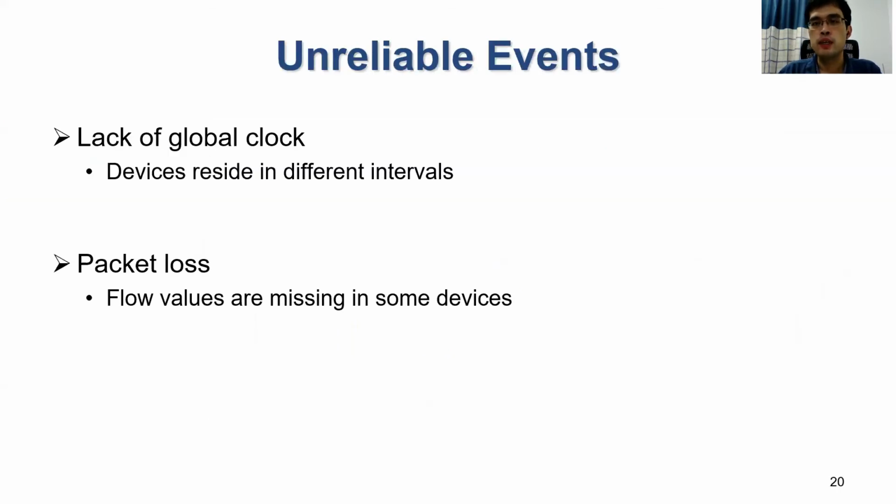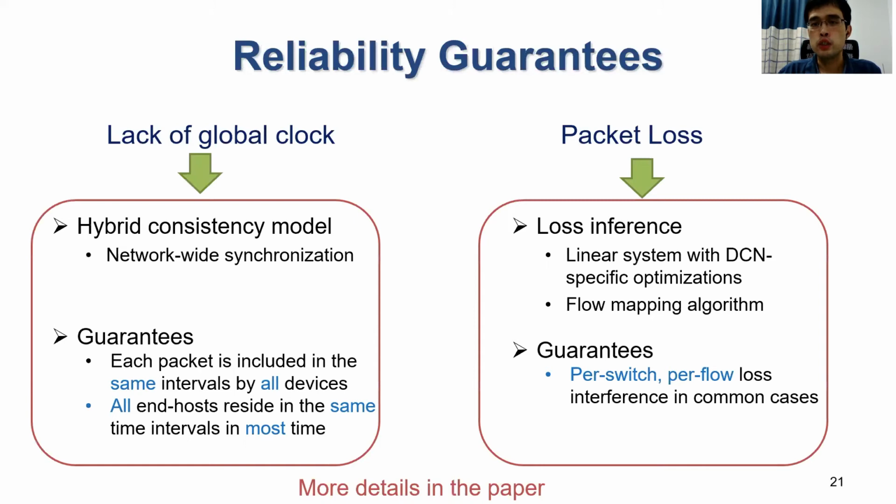In this paper, our architecture faces 2 challenges from the unreliable network events. First, network monitoring is usually executed based on time intervals, but we do not have a global clock to synchronize time intervals across devices. And second, packet loss is very common, so in some devices, the flow values may not be recorded. We propose 2 mechanisms to address the 2 challenges.